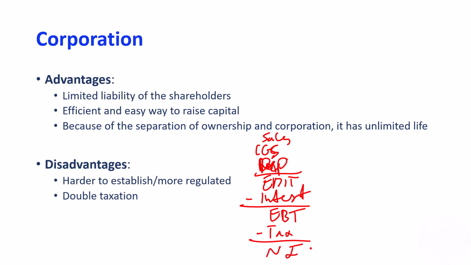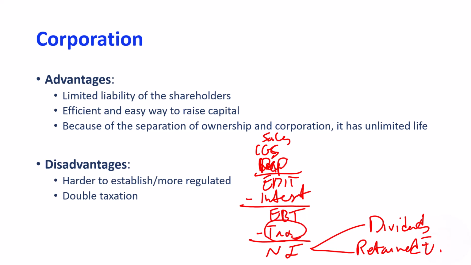And the net income can be used either to pay dividends, or you can keep the money in the firm and add it to the retained earnings of the company. So by double taxation, what we mean is that you pay taxes once at the corporate level, and then the same dollar is going to be taxed again when you receive dividends. This is the first tax you pay, and the second tax is the personal tax you pay on the dividend. So this double taxation is another disadvantage of the corporations.